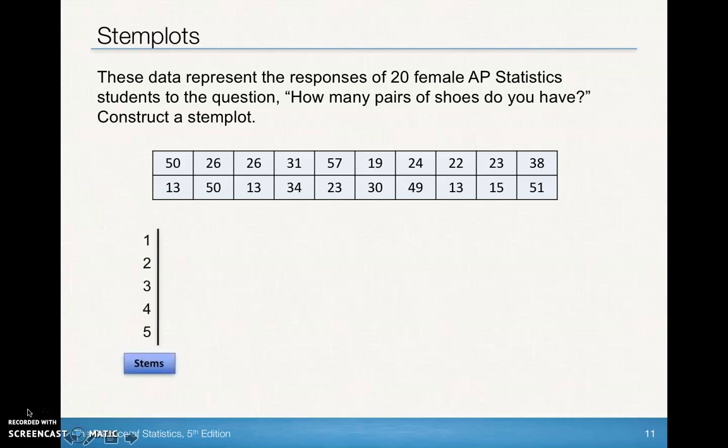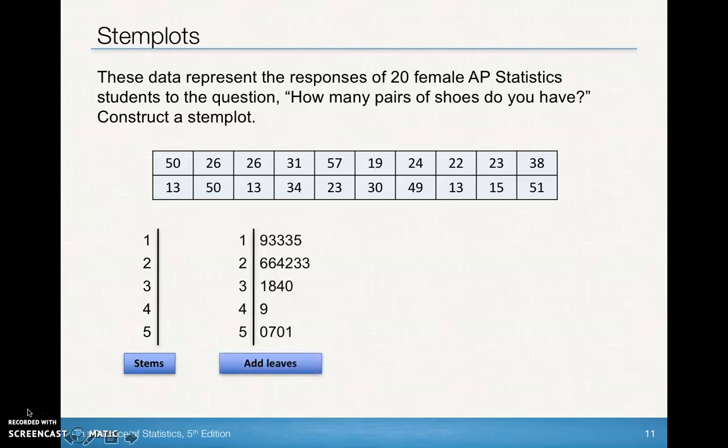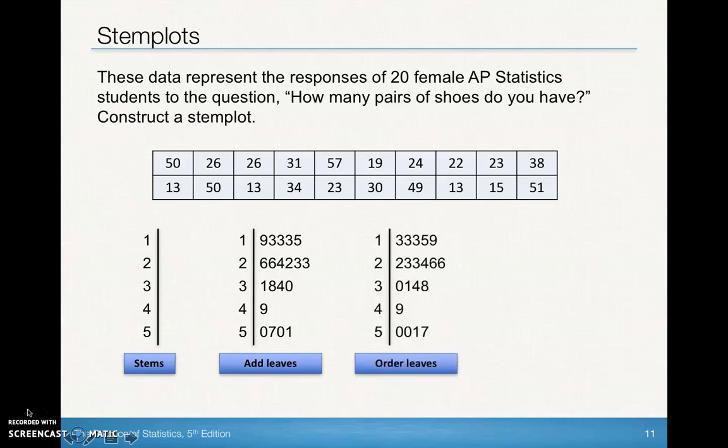The stems range from 1 to 5 because the lowest number is 13 and the highest number is in the 50s. So those are all our tens places. And then we're going to put all of the leaves in order. So 19, 13, 13, 13, 15, all of those are numbers with the 1 as a stem. Now notice how these are not put in numerical order. So the last thing I'm going to do is put them in numerical order.